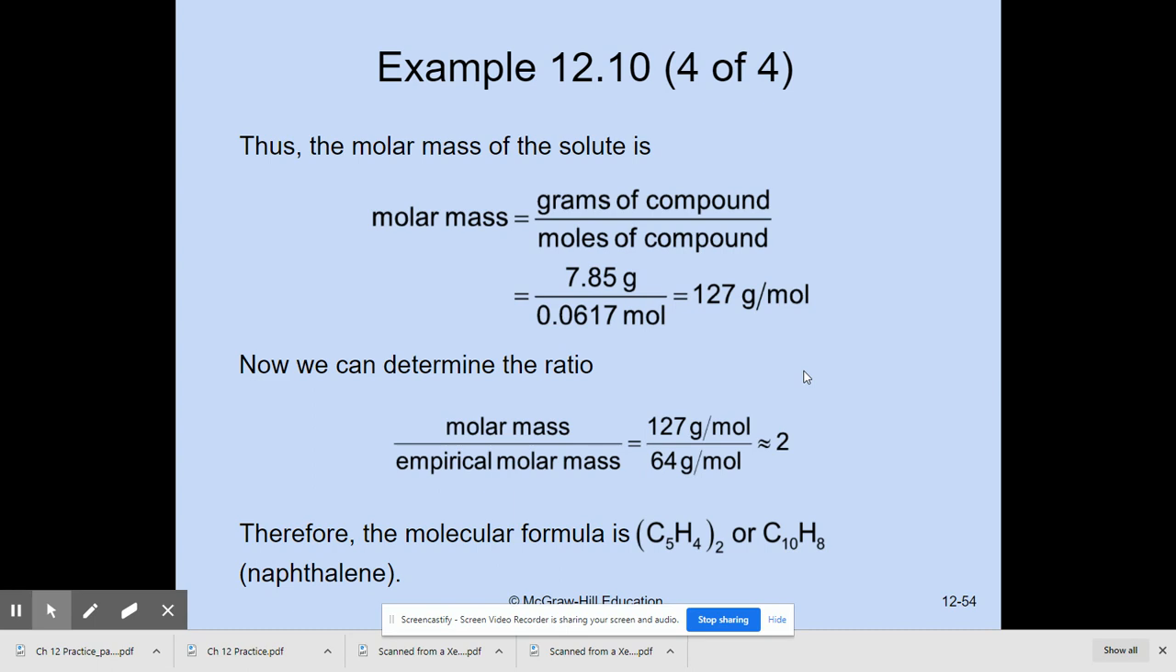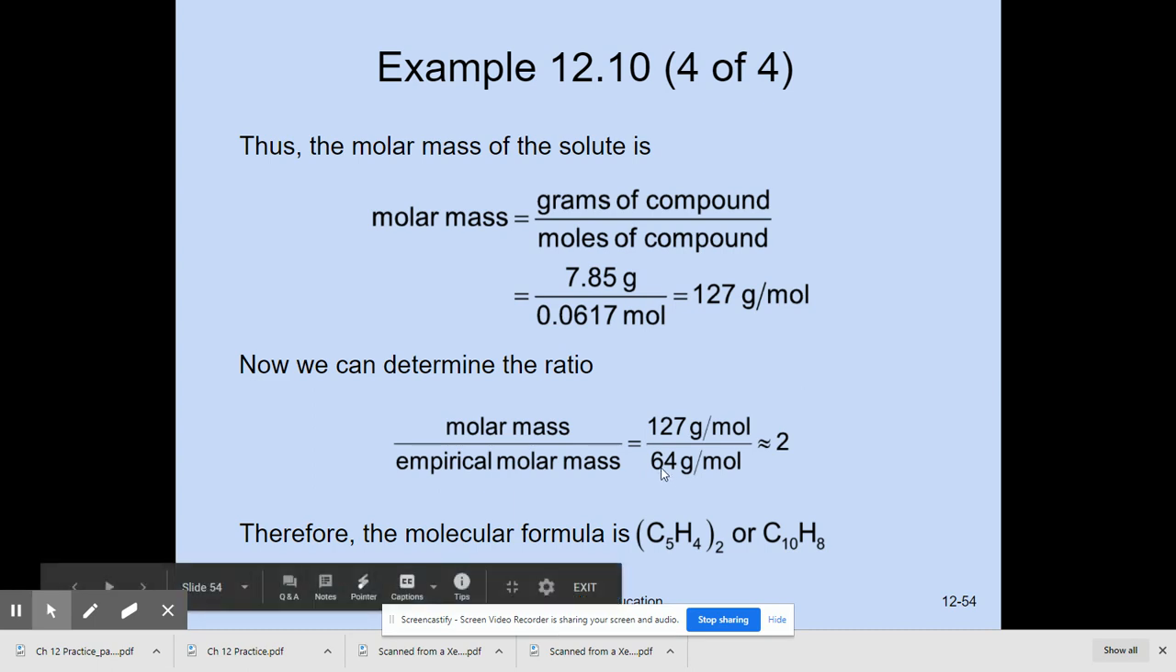They gave us the empirical formula, C5H4, which has a molar mass of 64. So the molecular molar mass is 127, the empirical is 64. When we divide, that's 2. So instead of C5H4, it is C10H8.